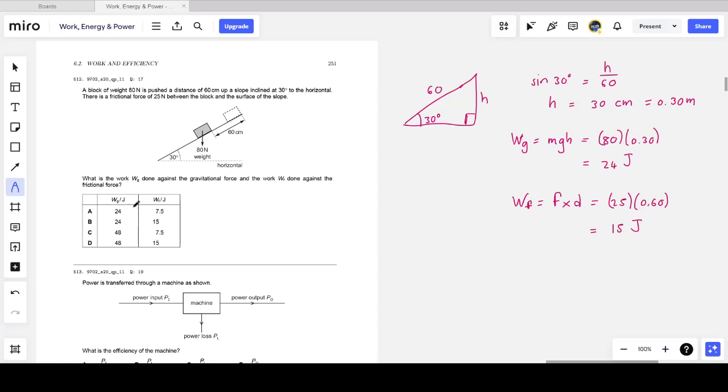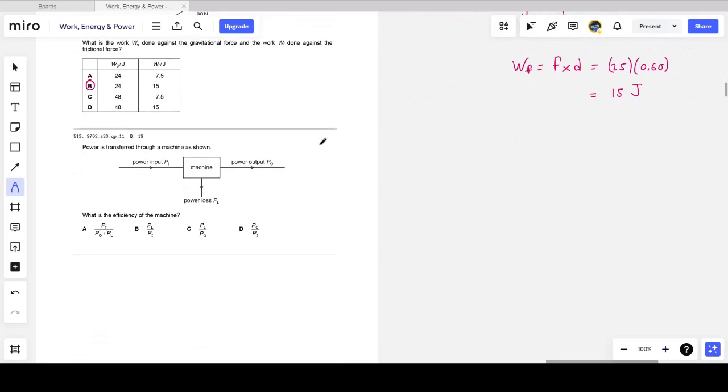24 joules against gravity, 15 joules against friction. So just be careful about using the same distance for the work done against gravity and the work done against friction. They're moving in different directions, and so the distances they move against each force are different, and so the work done will depend on a different distance and hence be a different value. 24 and 15.